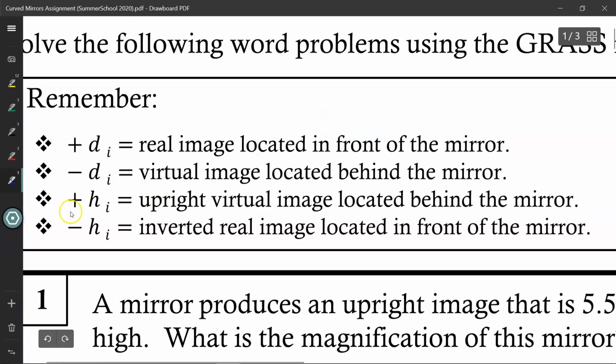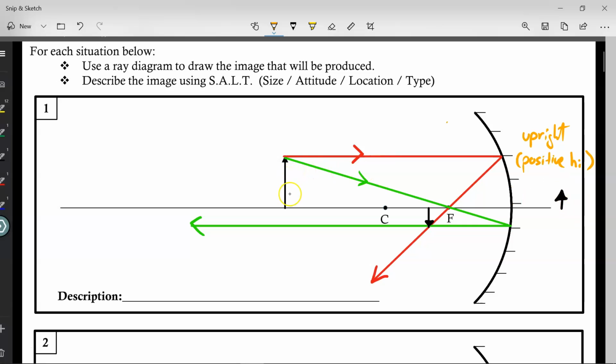Now when it comes to height, we have similar sign conventions as well. A positive height of the image means that the image is upright. So if the image and the object are both pointed in the same direction, it's upright, and we tell the reader it's upright by giving it a positive height of the image value. On the other hand, if the image and the object are pointed in opposite directions, we say it's inverted, and we can tell the reader the value is inverted by giving it a negative image height.